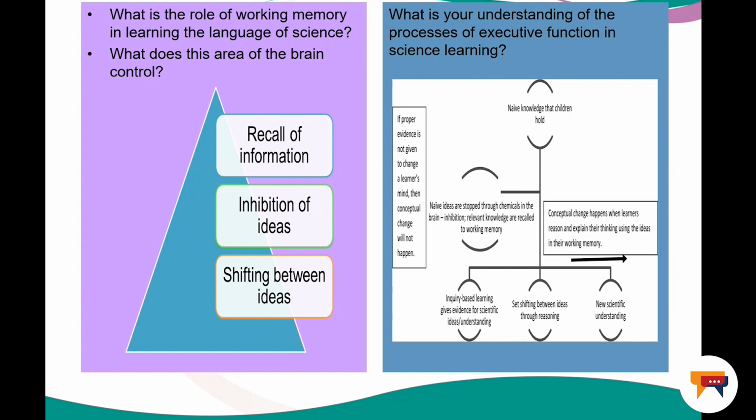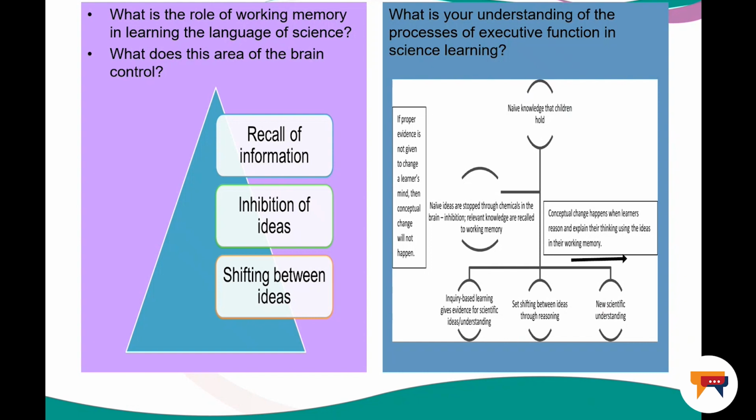When it comes to recalling of information from long-term memory into working memory, and the inhibition or stopping of ideas that are not suitable for the thinking of the moment, shifting of ideas. So this is something that you need to go over on page 19 of your study guide, where you understand these three main aspects of thinking, and also understand the process of executive functioning in science learning.